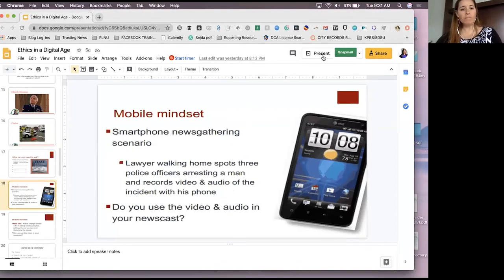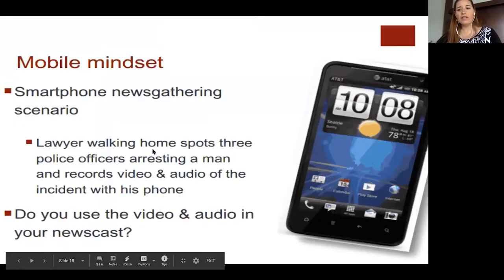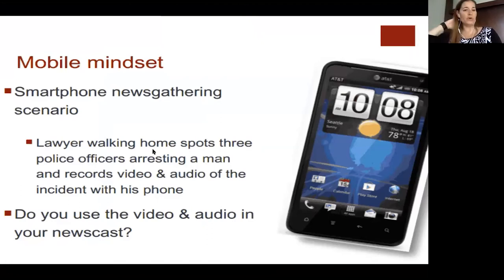Okay, so this next scenario is kind of the whole idea that everyone has a mobile phone. Everything can be caught on video now because everyone has a smartphone. So a lawyer is walking home and spots 3 police officers arresting a man and decides to record the video and audio of the incident with his phone. And then the lawyer reaches out to you and gives you this video. And so the question is, do you use the video and the audio? So what do you guys think?